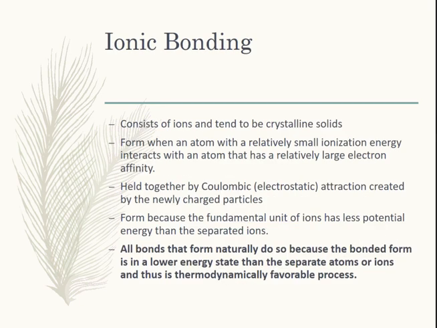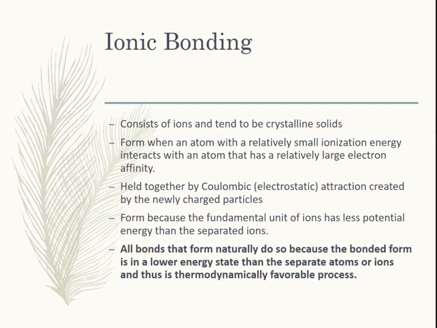First, I want to talk about ionic bonding. Ionic bonding consists of ions, and they tend to be crystalline solids we're used to seeing, like table salt. And they form when an atom with a relatively small ionization energy, like a metal, interacts with an atom with a relatively large electron affinity, like a nonmetal. And that's a generic idea there, okay? Those two objects, once they have interacted and exchanged an electron or two, are then held together by their electrostatic attraction for oppositely charged particles.